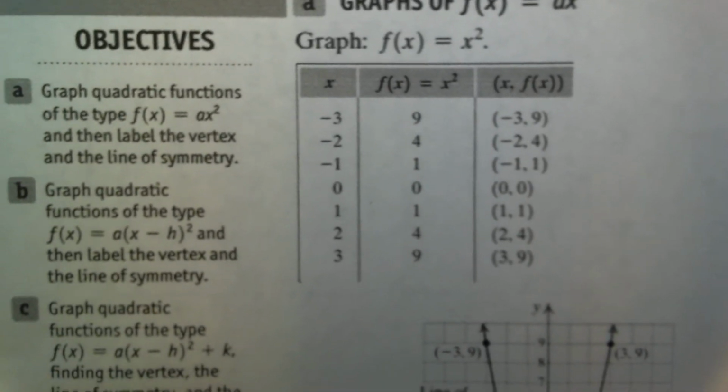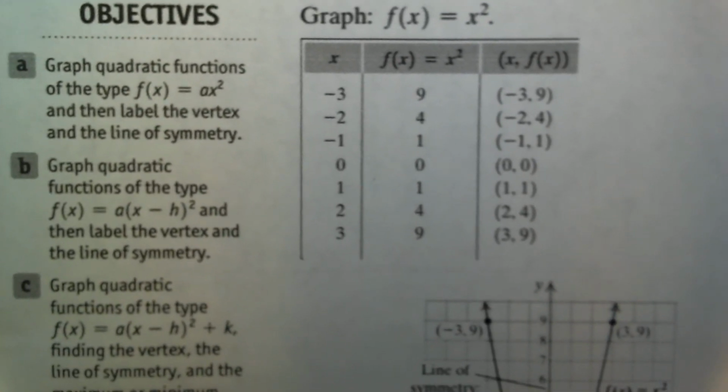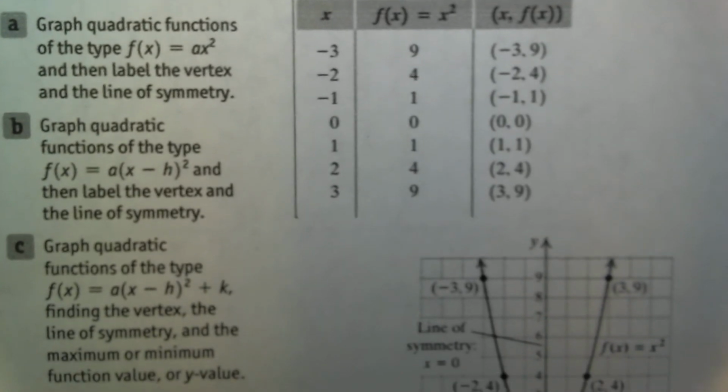And then lastly, the third objective is to graph functions of the type f(x) = a(x - h)² + k, and again, finding the vertex, the line of symmetry, and the maximum or minimum value of the function.